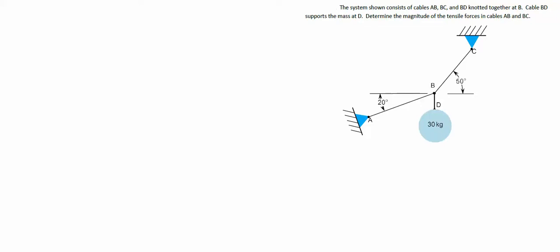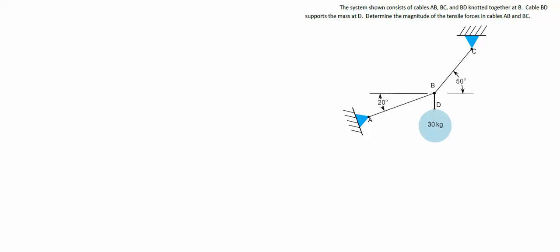The system shown consists of cables AB, BC, BD knotted together at B. Cable BD supports the mass at D. Determine the magnitude of the tensile forces in cable AB and BC. Okay, you're asking how are we going to do this? Well, the first step is to draw a free body diagram of the system.